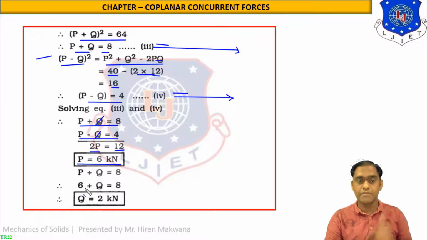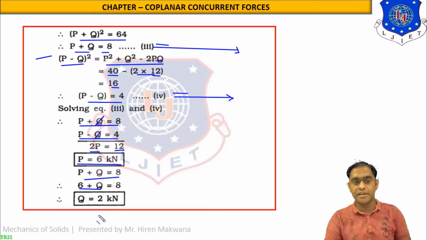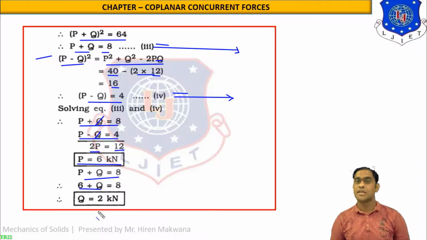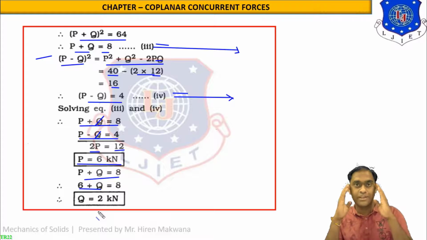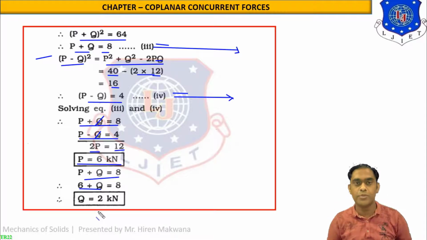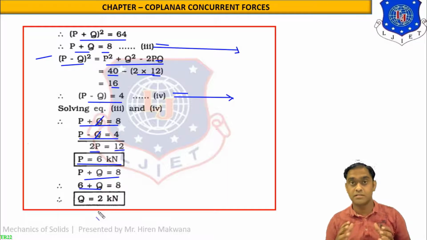And from equation number 3, P plus Q equal to 8. Replace P equal to 6 over here. 6 plus Q equal to 8. 6 will be subtracted. So Q equal to 8 minus 6 equal to 2 kilonewton. So now P equal to 6 kilonewton and Q equal to 2 kilonewton. So this is a very important numerical, very tedious, very calculative numerical. So your maths will be powerful for this. Your mathematics will be required again and again.